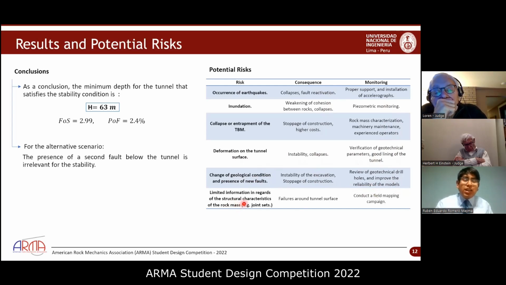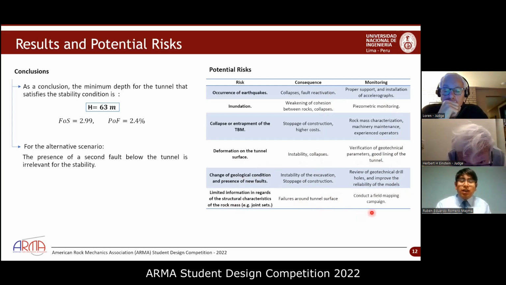And also the limited information about the structures. It could generate failures around the tunnel, and we would conduct a field mapping campaign to avoid it.